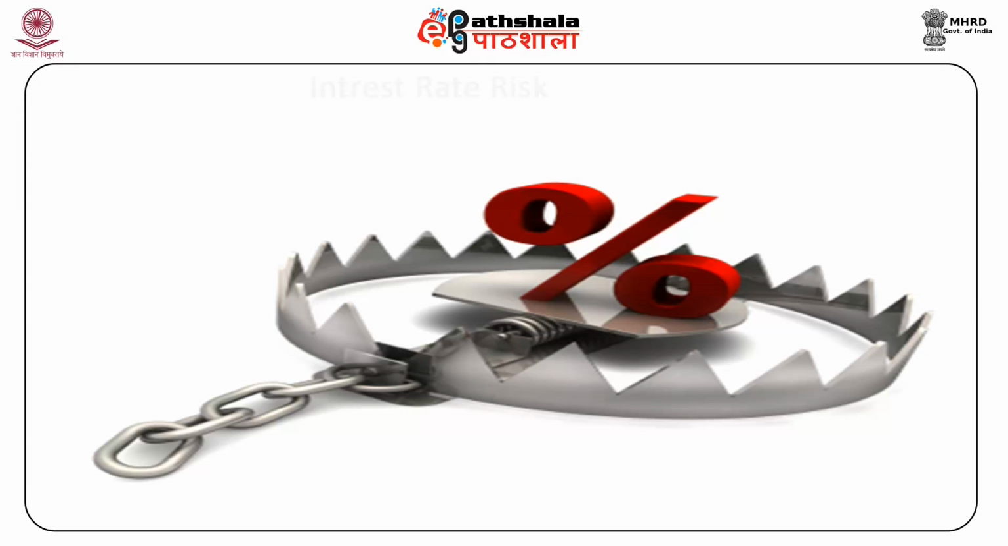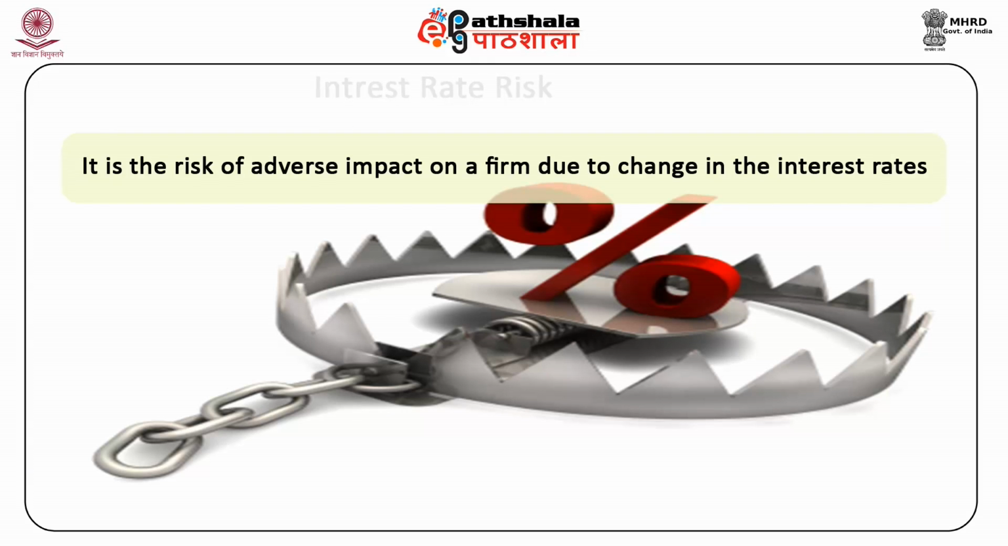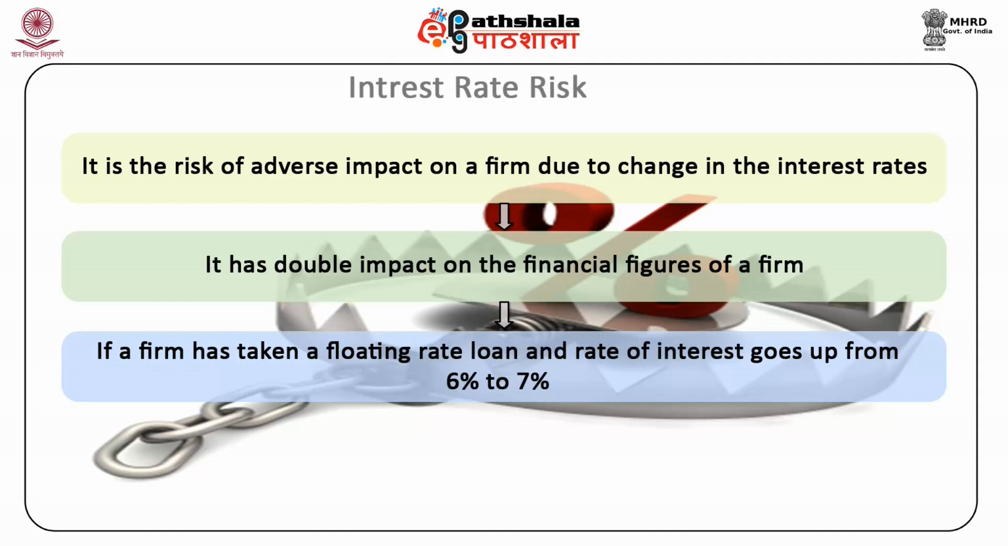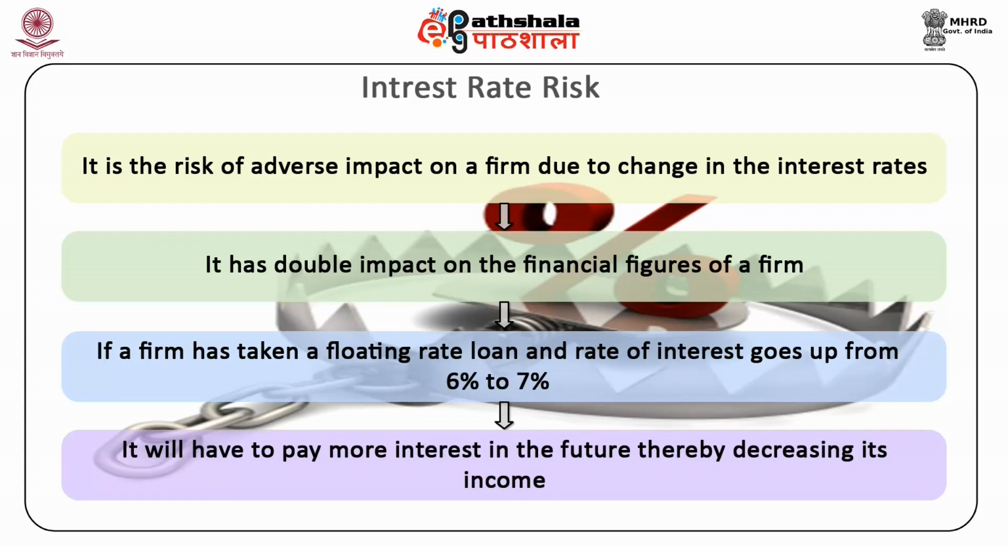Interest rate risk. Interest rate risk is the risk of adverse impact on a firm due to the change in interest rates. It has double impact on the financial figures of a firm. On the one hand, it affects the income of the firm, and on the other hand, it changes the value of its assets and liabilities. For example, if a firm has taken a floating rate loan and rate of interest goes up from 6% to 7%, it will have to pay more interest in the future, thereby decreasing its income.